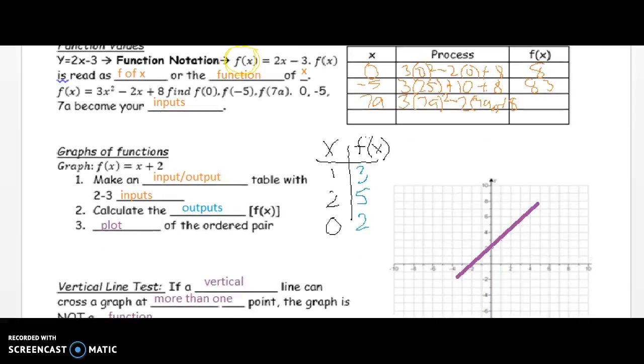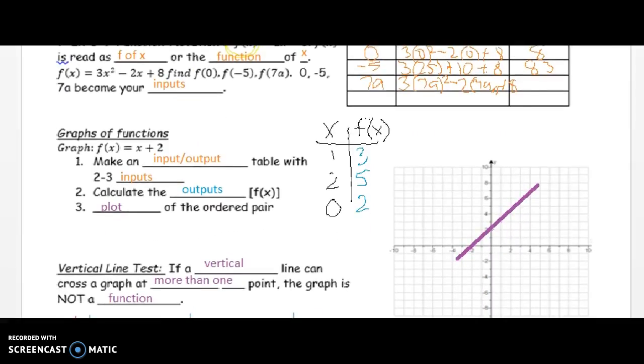They're also going to ask you to do some graphing. So graphs of functions. If we have the function f of x equals x plus 2, we're going to make an input-output table with 2 to 3 inputs. So I drew one over here, so I made my input-output. I didn't use a process column, but that's okay, we don't really need that one. My inputs, I chose, you get to choose. I chose 1, 2, 0. I try to make easy choices here. Then I'm going to calculate my output.